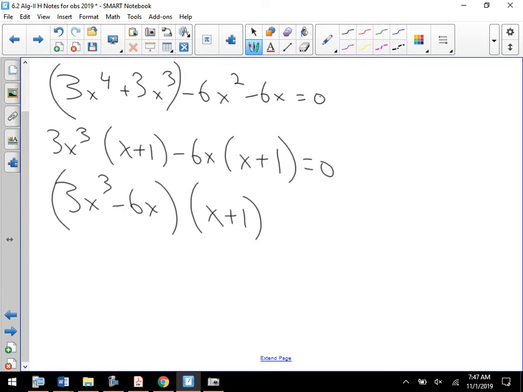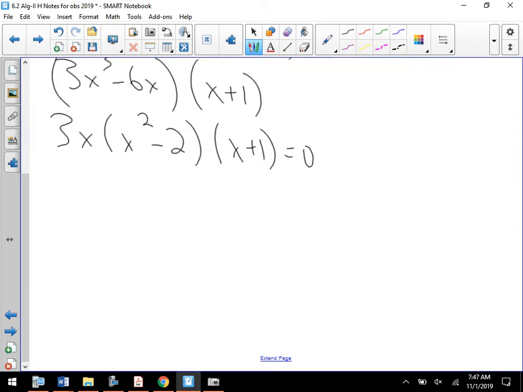This next setup is when I would take out the 3x. You're either going to take it out at the beginning, or take it out in the middle, or take it out at the end. Eventually, it's going to have to get out anyway. So if I take the 3x out here, now I have x squared minus 2, and then x plus 1 equaling 0. From here, you can't factor the x squared minus 2 any further, but you can still solve for its zeros.